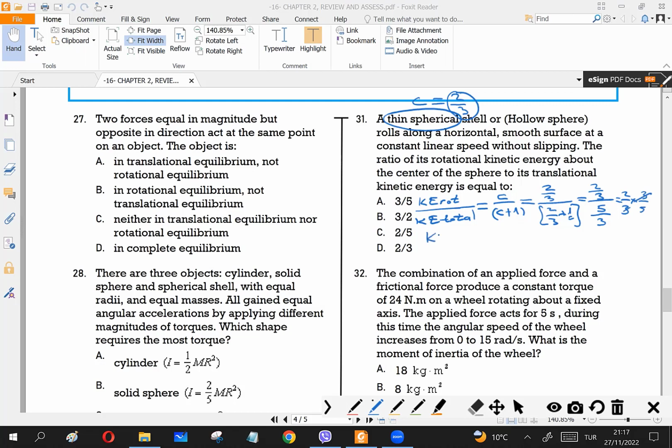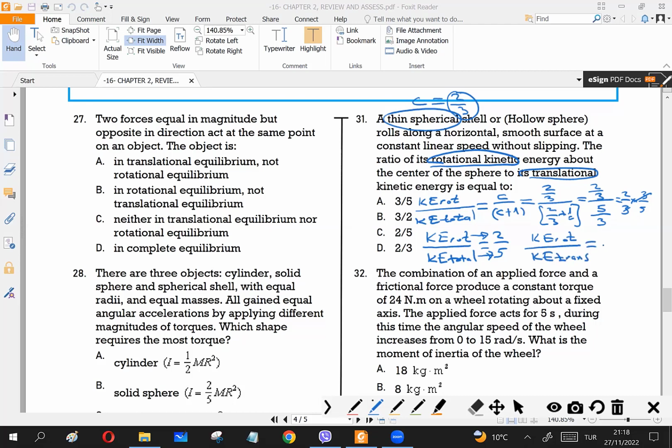The kinetic energy rotational divided by kinetic energy total is 2 over 5. That means if rotational kinetic energy is 2 joules, total is going to be 5, according to this. But this is not the ratio asked in the question. What is asked in the question? The ratio of rotational kinetic energy to translational, that means kinetic energy rotational divided by kinetic energy translational is asked.